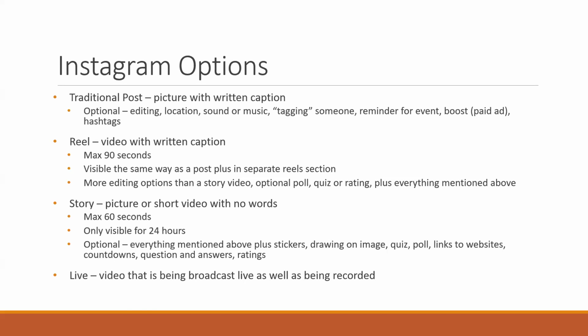Some optional things that you could add is everything that's mentioned above for the reels and the traditional post. Plus, you can also add what they call stickers, which are just little animations. You can draw on the image. You can include a quiz, a poll. You can also link to external websites. You can include a countdown for an event. You can have a question and answer option, and again, the ratings as well.